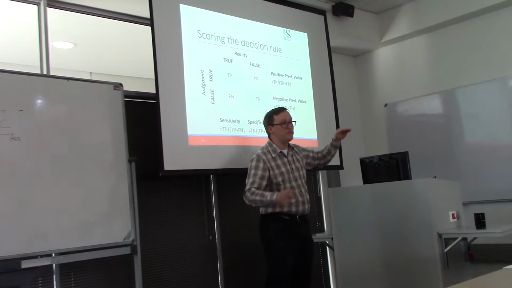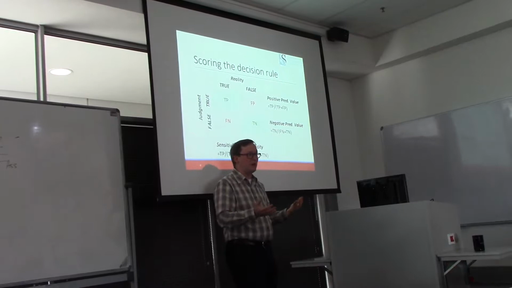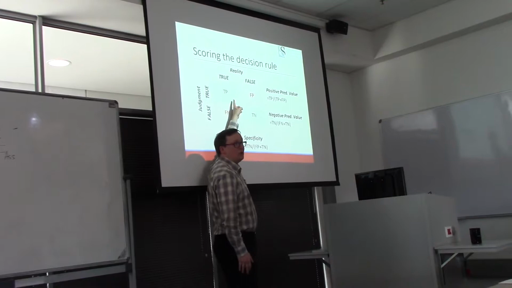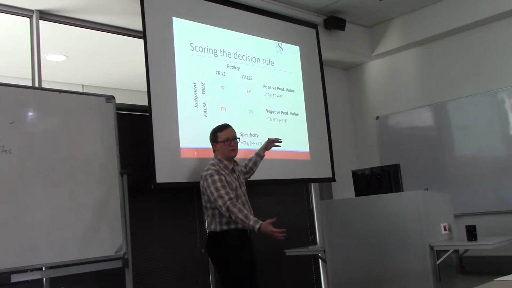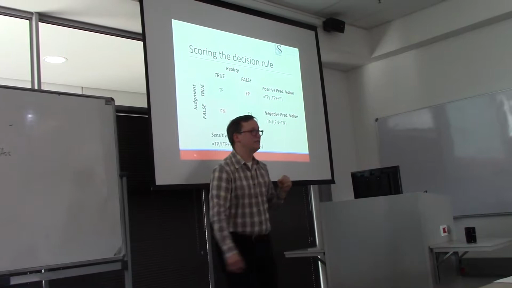A really ideal biomarker is going to have all of its signal concentrated in these two quadrants. People who really do have tuberculosis really are judged to have tuberculosis. People who don't have tuberculosis really are judged not to have tuberculosis. That's where you want all of your counts to appear. And anything that appears as a false positive or a false negative represents an error in the judgment we've accomplished. Everyone good so far? Okay.